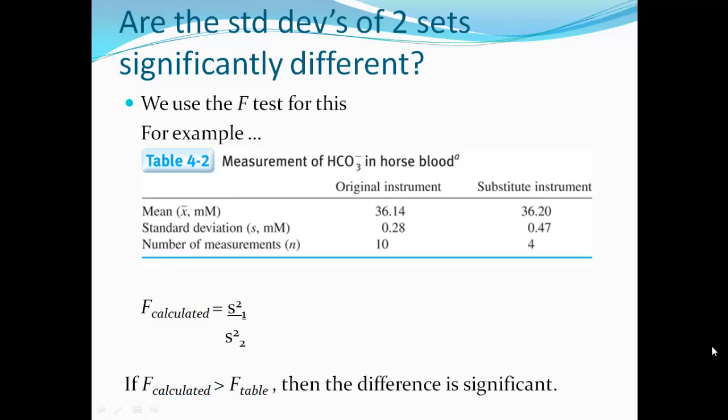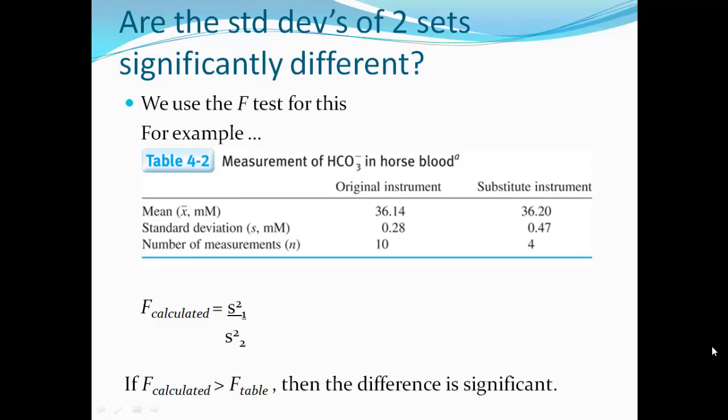And you can see that the means are almost the same, but are they significantly different? We have to make sure. This is analytical chemistry, so we're just not going to guess and say, well, yeah, they look close. No, you have to actually prove it mathematically. So we're going to use the F-test.